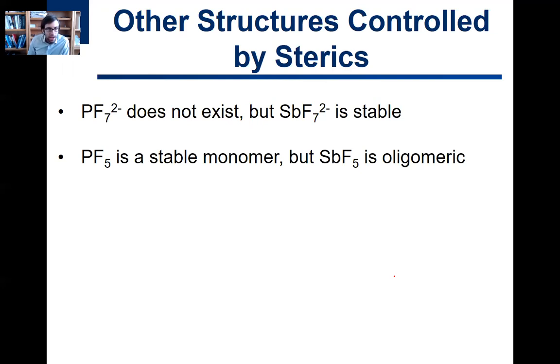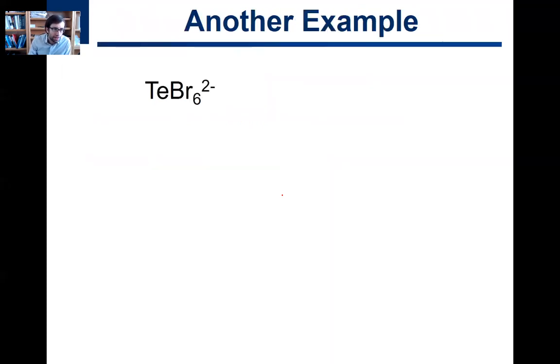Why is this? Again, antimony is going to want to maximize bonding opportunities because it's bigger, and it has room to accommodate more ligands. So it has room to accommodate higher coordination geometries. So these are some examples of structures controlled by sterics.